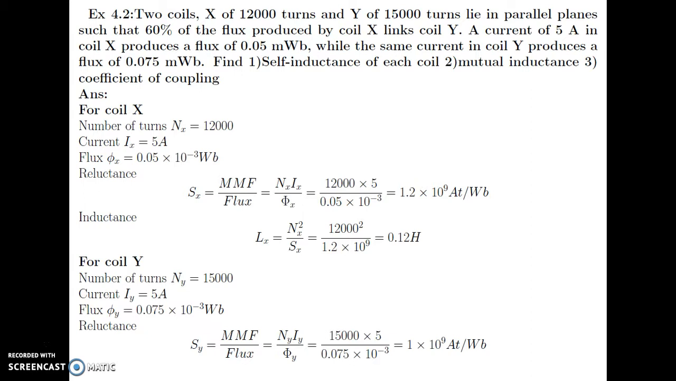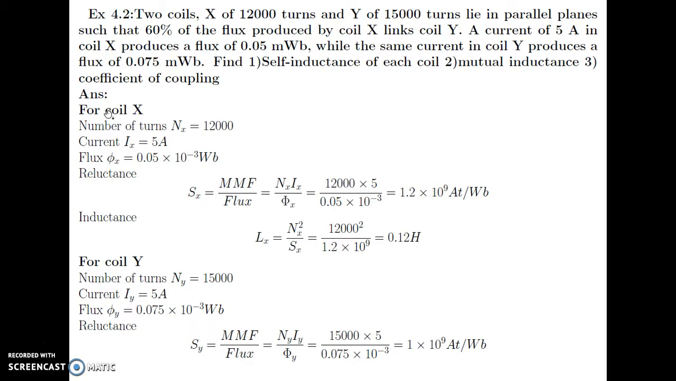Now let us consider two coils. One coil, that is X, has 12,000 turns and Y has 15,000 turns, and they lie in parallel planes such that 60% of the flux produced by the coil X is linked with the coil Y. That is, out of whatever flux is produced in coil X, 60% is linked with coil Y. A current of 5 ampere in coil X produces a flux of 0.05 milliweber, while the same current of 5 ampere in coil Y produces a flux of 0.075 milliweber. We have to calculate the self inductance, mutual inductance, and coefficient of coupling.